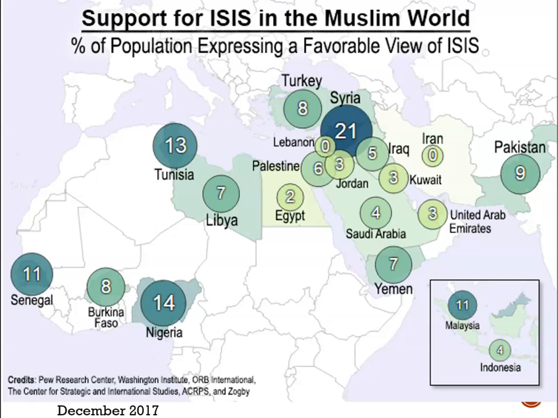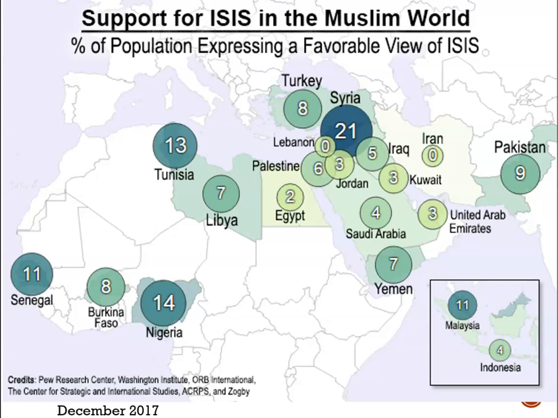Here's an interesting one from December of 2017, so now about 5 years ago. Percentage of the population that expresses a favorable view of ISIS, the Islamic State in Syria. 21% in Syria. Egypt 2, Palestine 2, Jordan 3, Lebanon 0. That's interesting. Tunisia 13, and so forth.